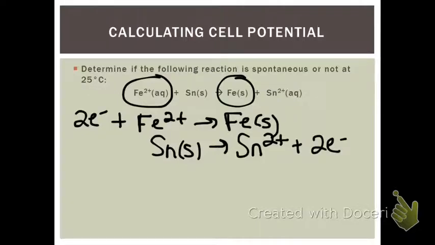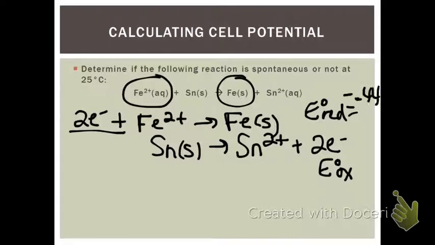And I can tell you right now, one of them is reduction, one of them is oxidation. So which one shows the reactants gaining electrons? This one. This is my reduction. This one is my oxidation. I will find the first one's potential on the chart exactly as written because the chart is all reduction. If you look, you'll get negative 0.44.